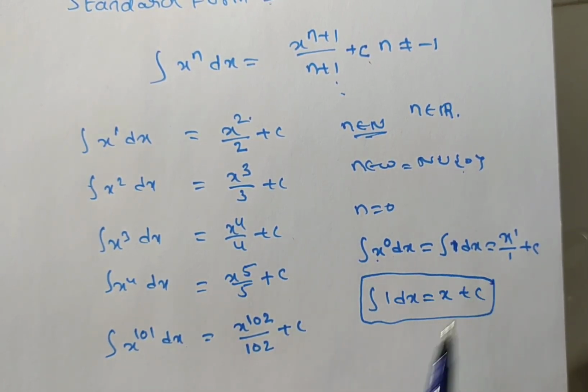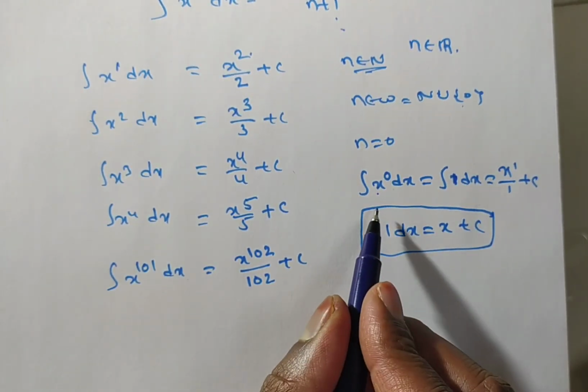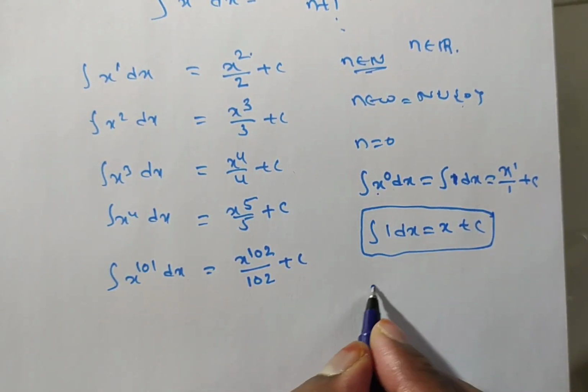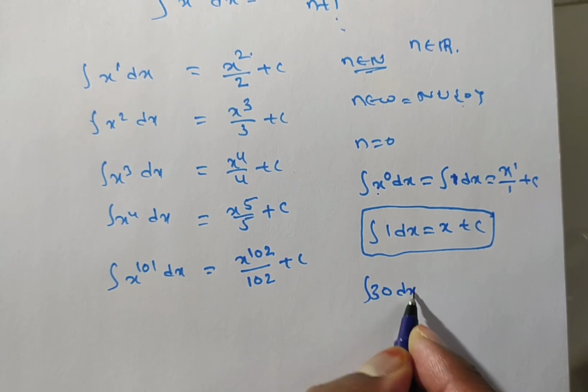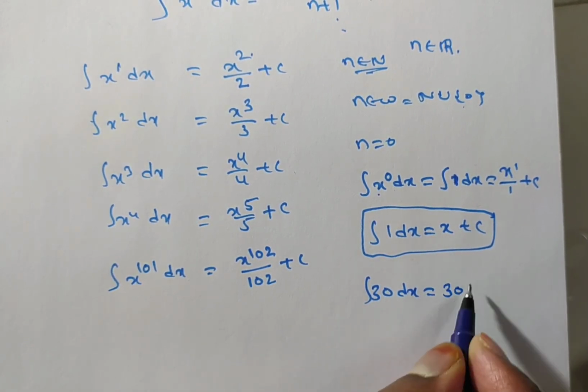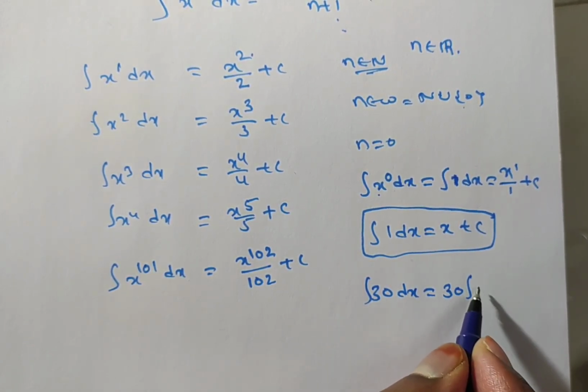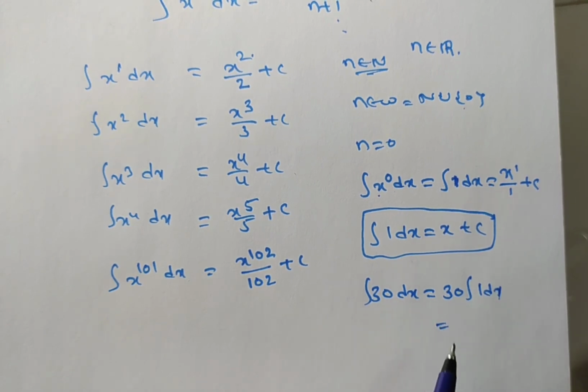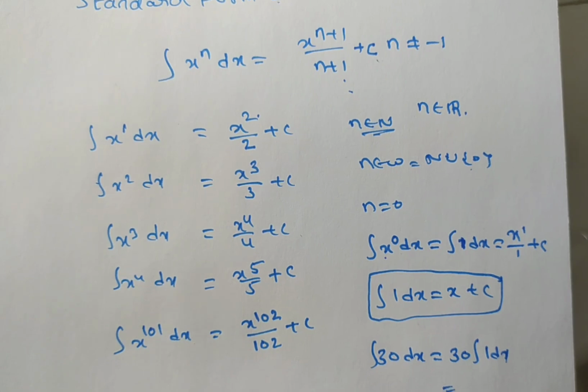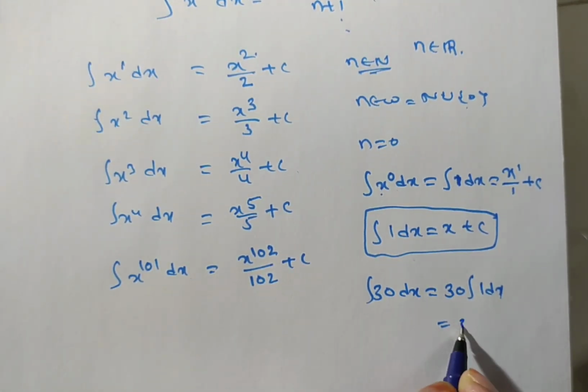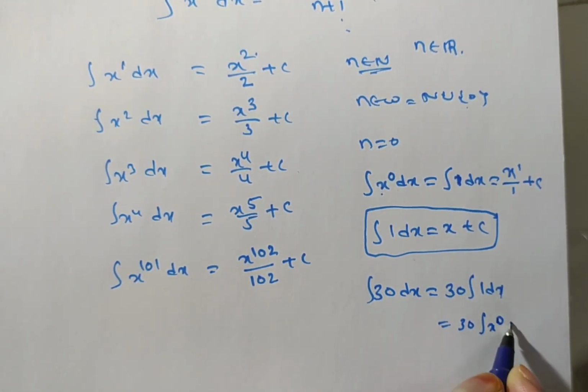x plus c. So any constant, suppose here you have x power 0, I gave only 1, if I gave 30 also, integral 30 dx, 30 you can write as 30 times integral of 1 dx. 1 dx you don't know. What you know is only the x power n formula. So 1 you can convert into x power n, that is 30 into x to the power of 0 dx.